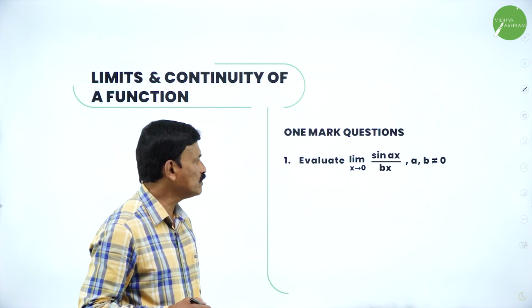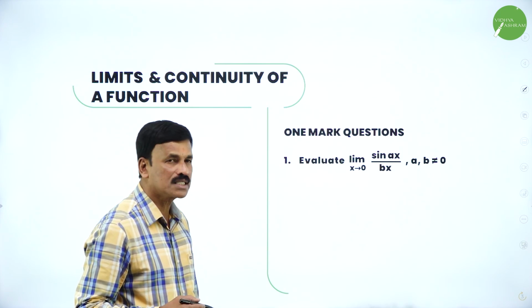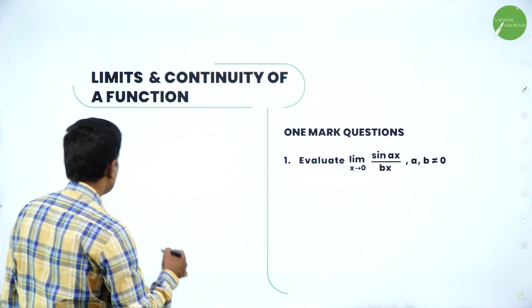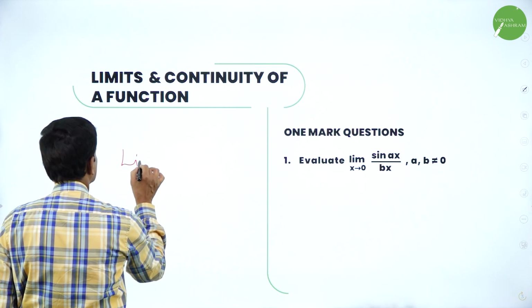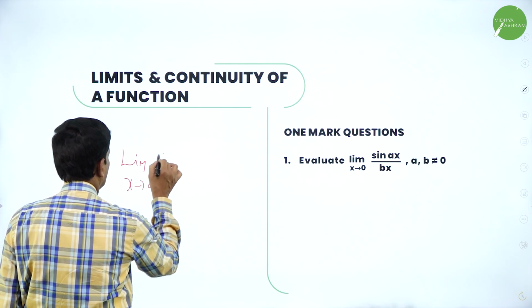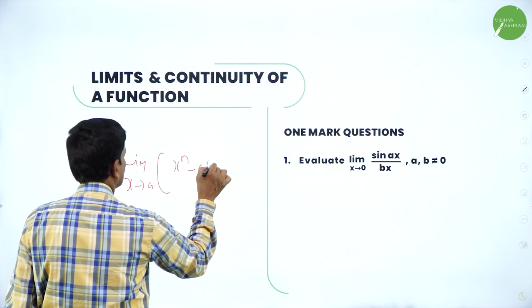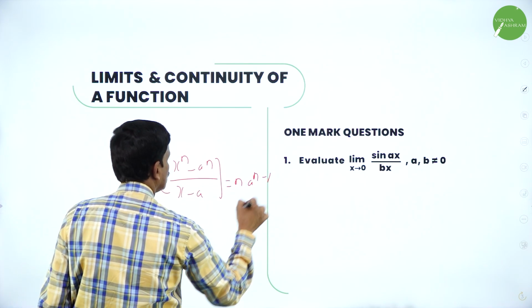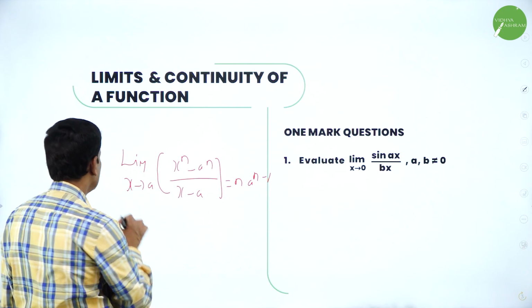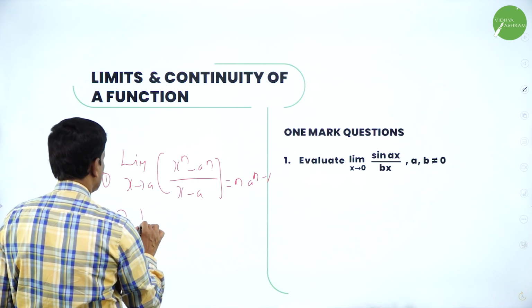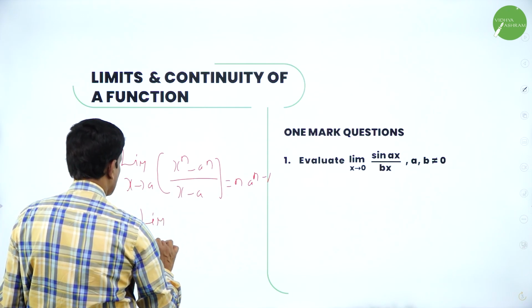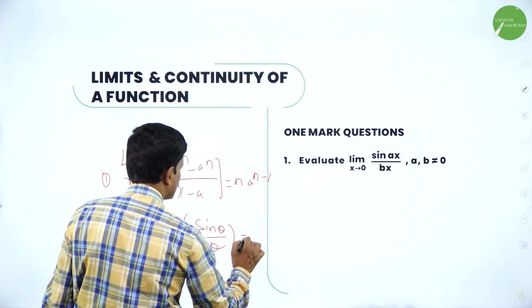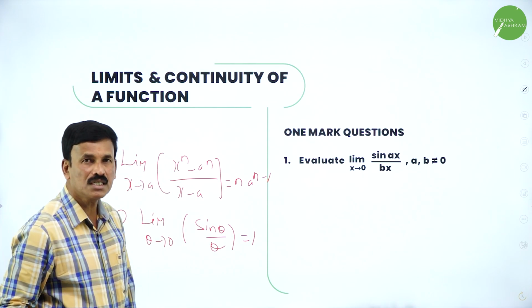Now, evaluate limit x tends to 0 of sin AX divided by BX where a, b is not equal to 0. Let us recall, we have studied two formulas in this. Limit x tends to a of x raised to n minus a raised to n by x minus a is equal to n into a to the power of n minus 1 where n is a rational number. And another theorem we have studied is limit theta tends to 0 of sin theta divided by theta is always equal to 1 where theta is in radians.